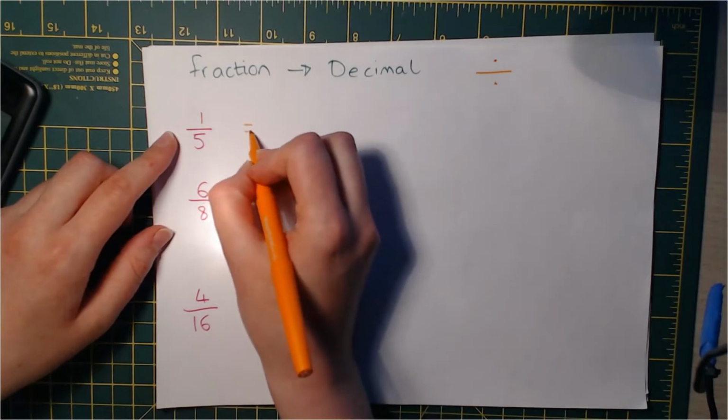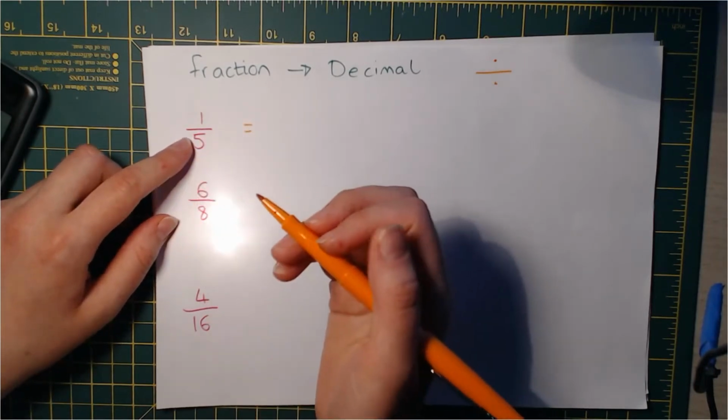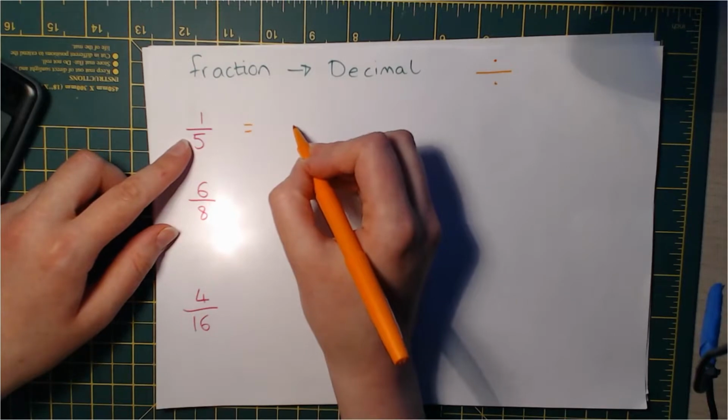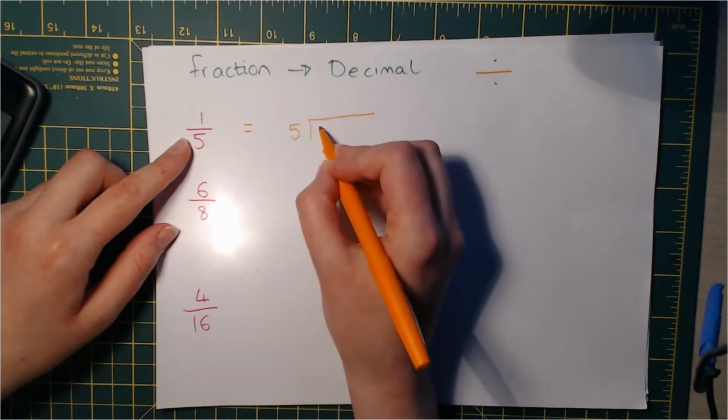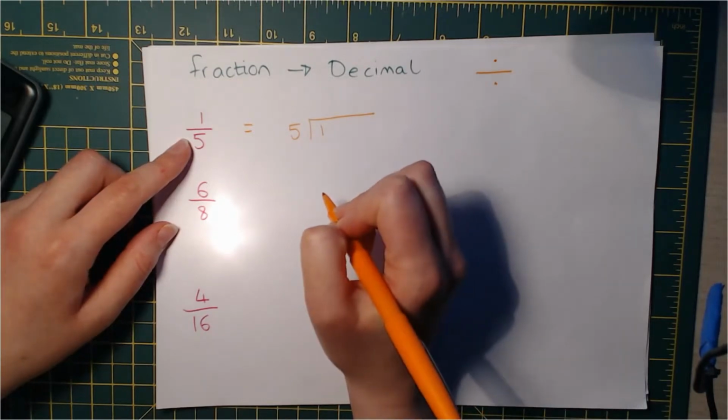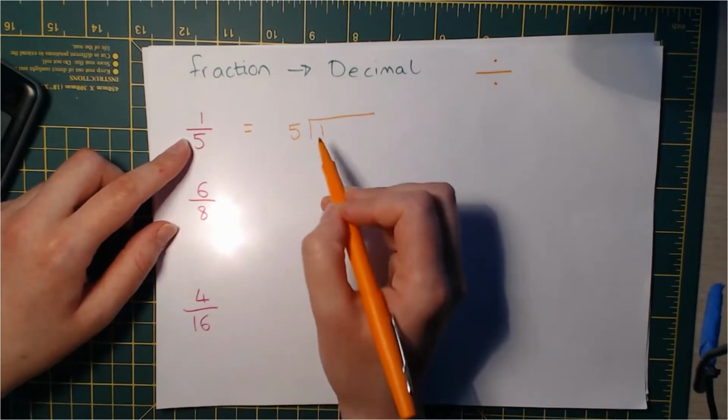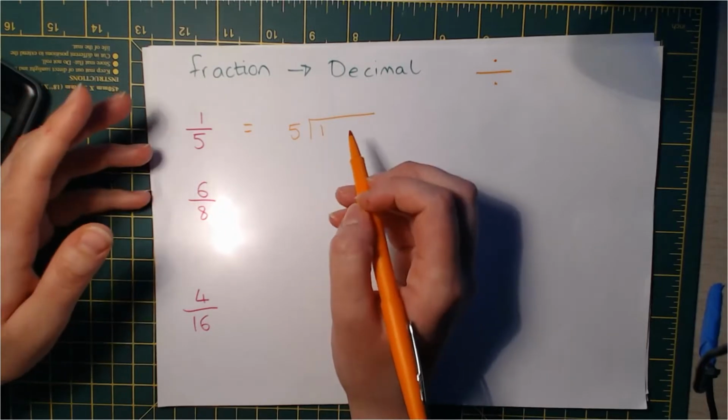So the first one here, we're going to do how many times does 5 go into 1? Okay, 1 divided by 5. Now, I know you guys like this method. We call it the bus stop method, I guess because it kind of looks like people queuing. I quite like this method. It works. How many times does 5 go into 1? It's too big, isn't it?